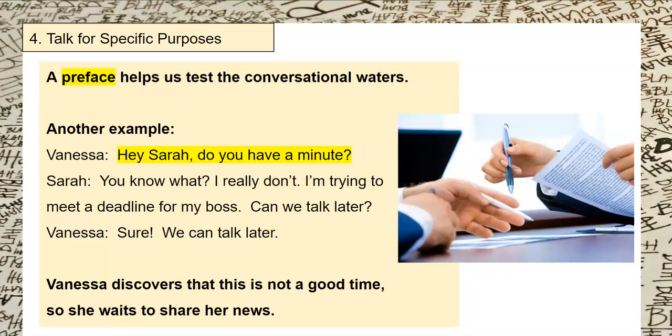In this example, Vanessa's preface gives Sarah the opportunity to politely decline the conversation. Vanessa is seen as respectful. Sarah is seen as polite. They can come back later and have the conversation with no problem.